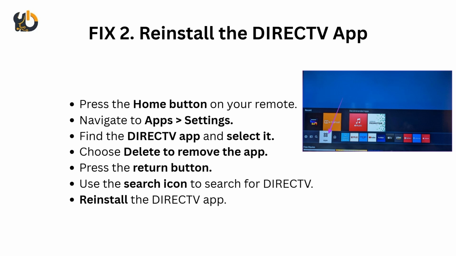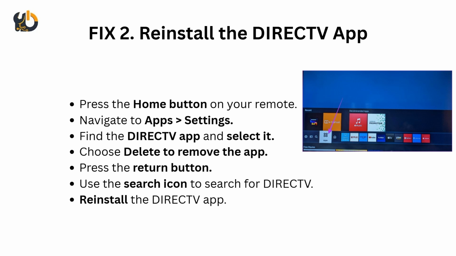Fix 2. Reinstall the DirecTV app. First of all, you have to press the home button on your remote and move to the apps, then select settings. Then there you have to find the DirecTV app and select it. Then you have to choose delete to remove the app. Then press the return button and use the search icon to search for DirecTV and reinstall the DirecTV app again.